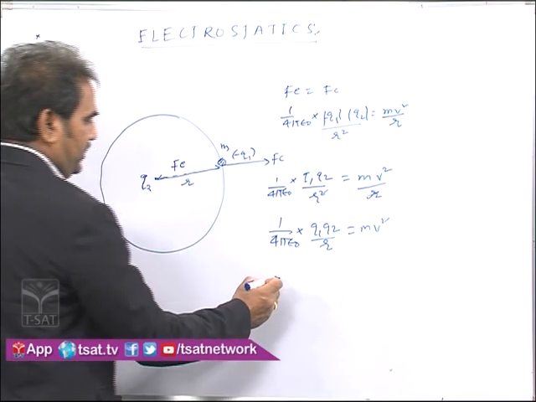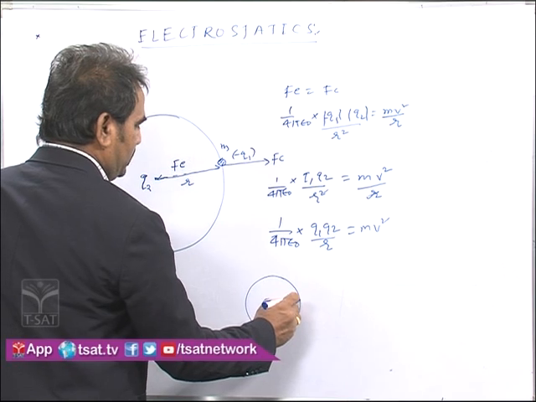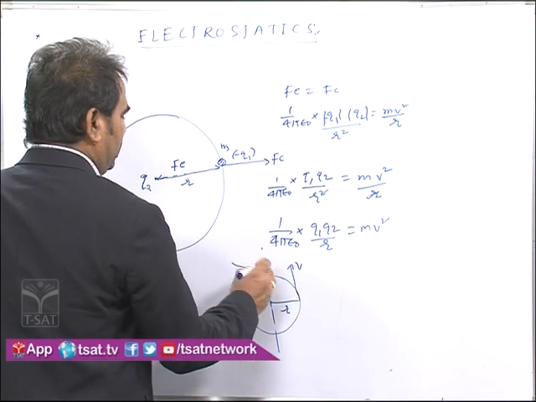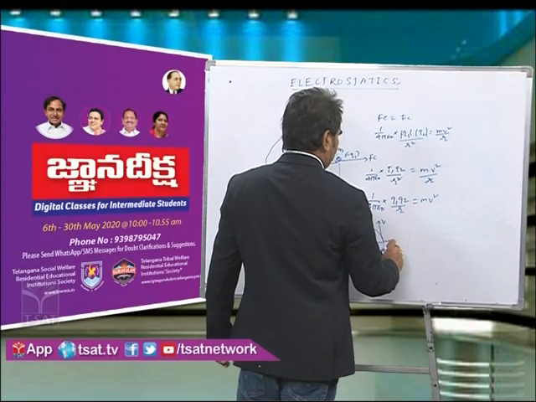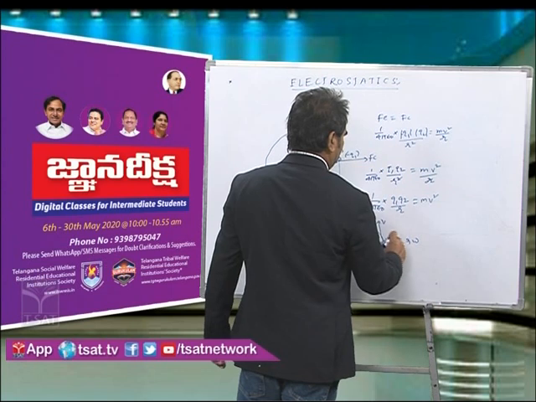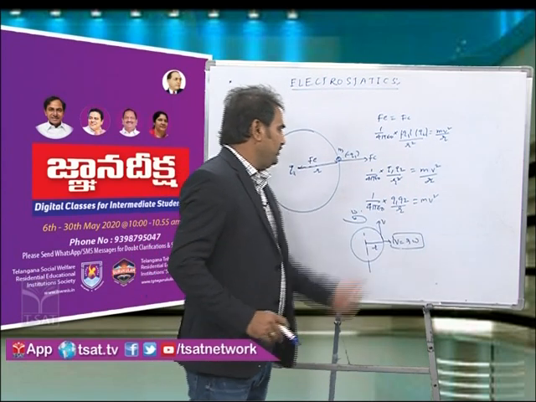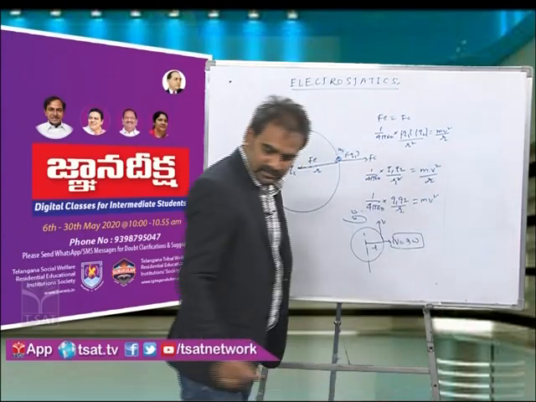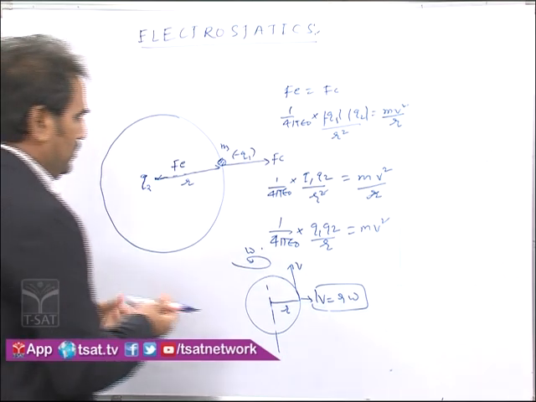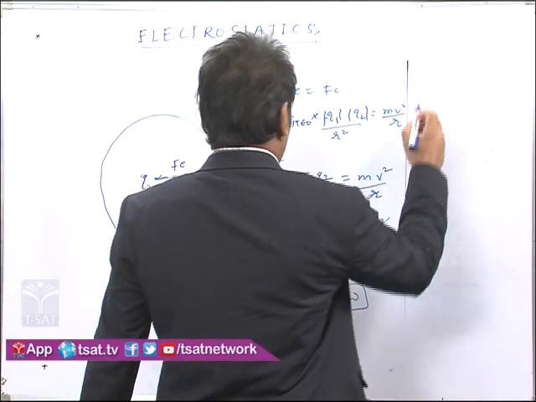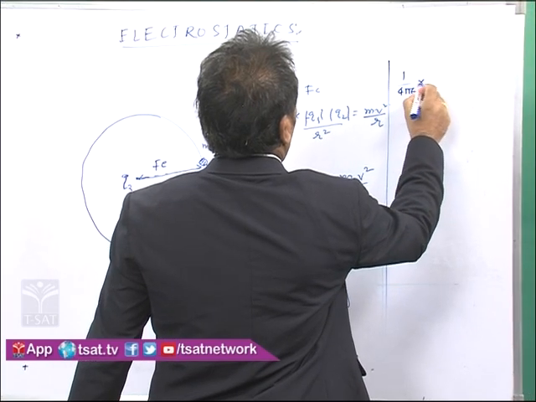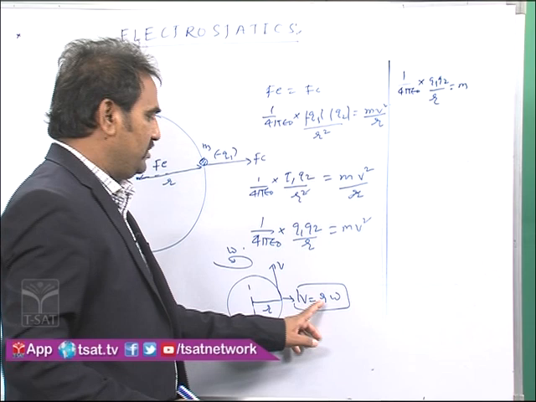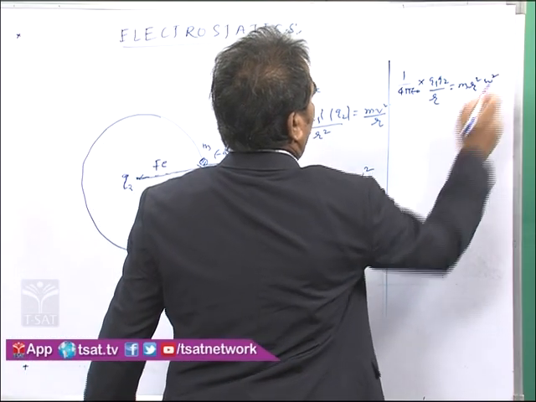When a particle is moving in a circular path of radius r with a linear velocity v and some angular velocity omega, the linear velocity can be written as v is equal to r omega, as you already know. Now substituting this value here, we get 1 by 4 pi epsilon naught into q1 q2 upon r is equal to m into v square, which means r square omega square.